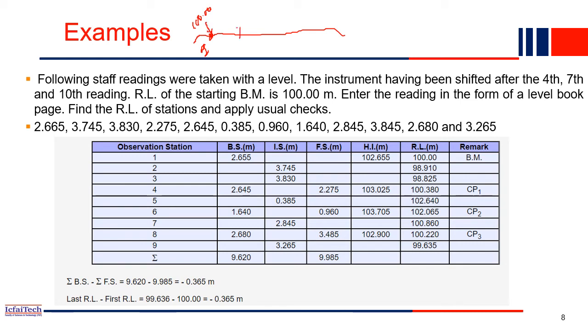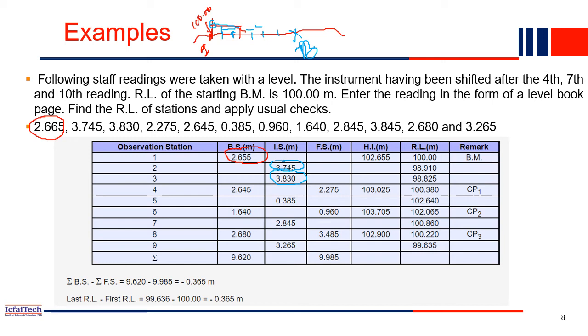Now we keep our instrument somewhere here, and first we take the backside reading. So the first reading is the backside. 2.665 is the backside reading. You can see that's why we have written it here. Next we have taken a few intermediate points. So intermediate points means, this is the first station, second, third, fourth, fifth, and next you have the next full station, maybe station 2 or station B. So for the first station we have taken the back side, and next all are intermediate sights, that's why you see intermediate here.